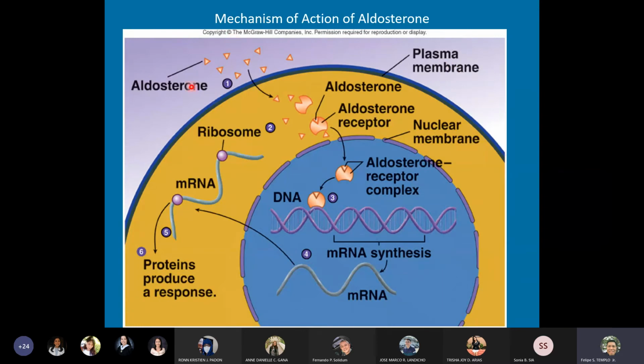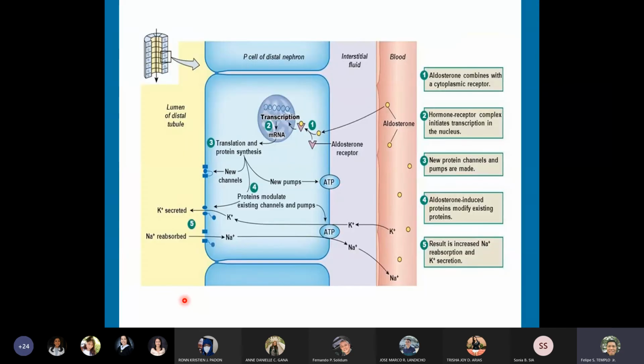So the mechanism is the same as that of your glucocorticoids. Your aldosterone binds to the aldosterone receptor, which is present inside the cells. The complex would bind to your DNA, resulting in mRNA synthesis, and then translation to produce your protein, to produce a response.